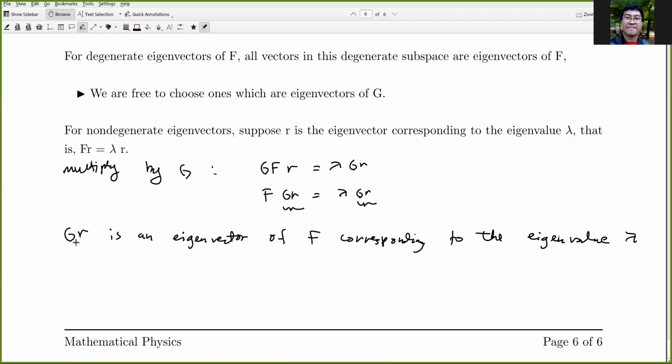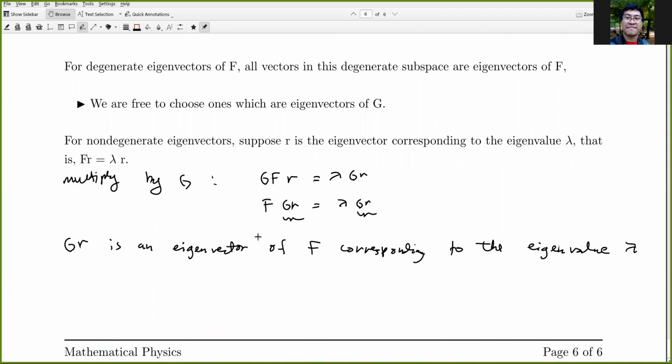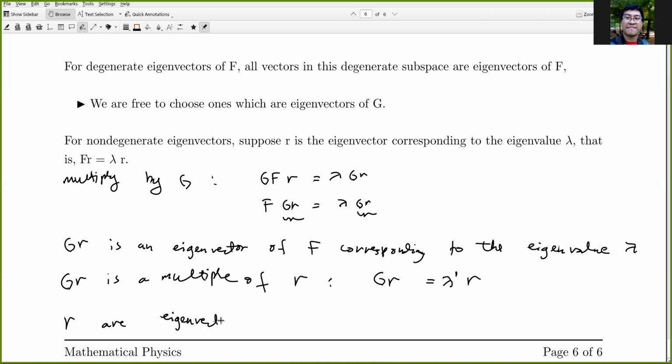So GR would now be a multiple, generally, of R. R is an eigenvector of F. GR is also an eigenvector of F, but up to some constant. So it means that GR is equal to R up to some constant. Let's call it lambda prime. Now these R's here are eigenvectors of G with eigenvalue lambda prime. So R are eigenvectors both of F and G.